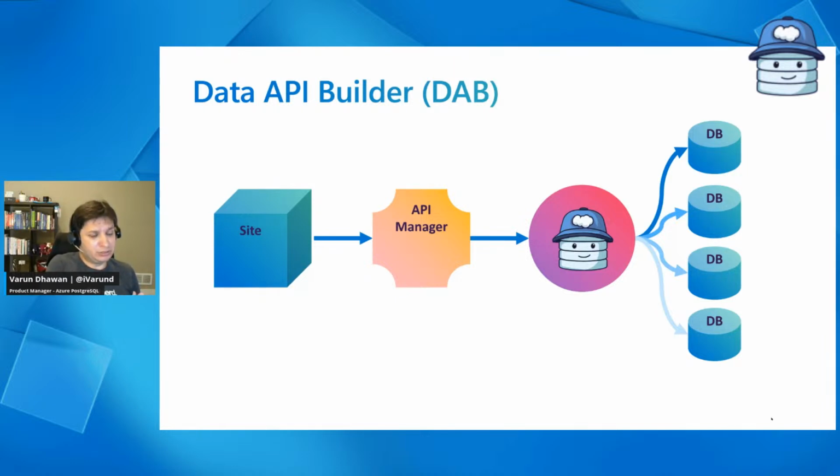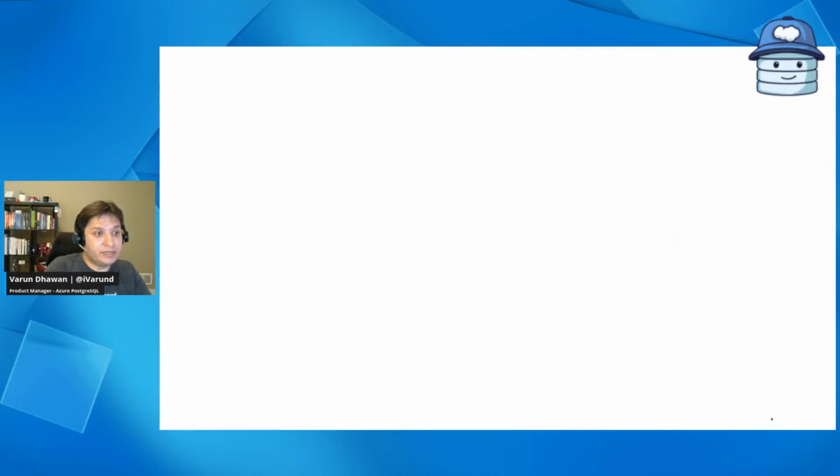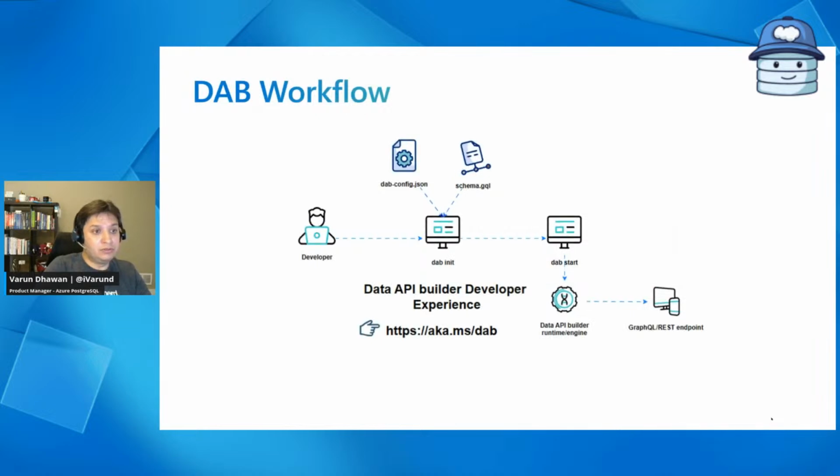And you don't just get REST, you also get the GraphQL API. So we'll see some of this in action, but this is a very high level workflow of DAB. If you are a developer and you have a database, basically all you do is use a dab init command. You create a JSON file, and once the JSON file is completely created, you can simply do a dab start command.